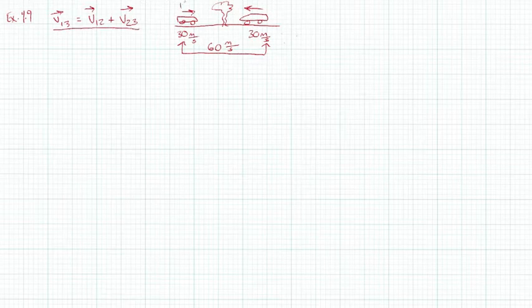If this is object 1, object 3, and the tree or whatever stationary object you choose it to be is object 2, that means that the velocity of object 1 to 3 is the velocity of 1 to 2 plus the velocity of 2 to 3. So what we're going to be doing is taking that and using it to solve example 4.9 in our notes. So let's take a look at this.